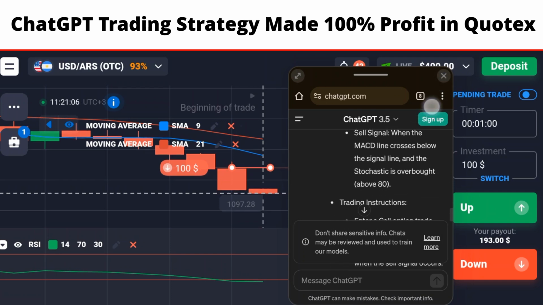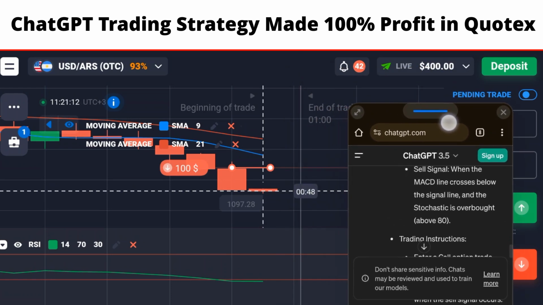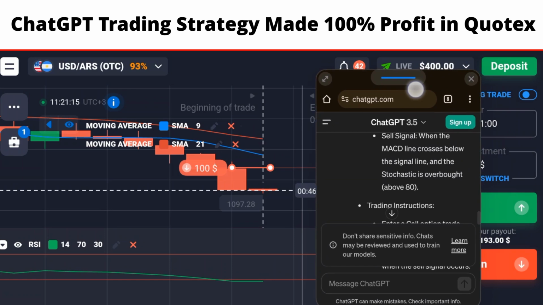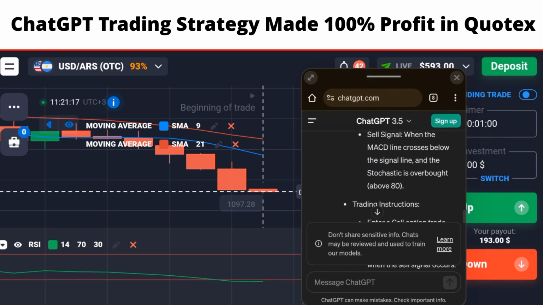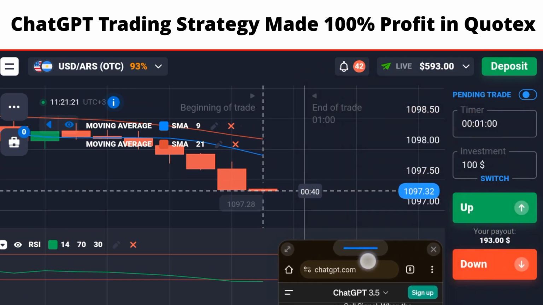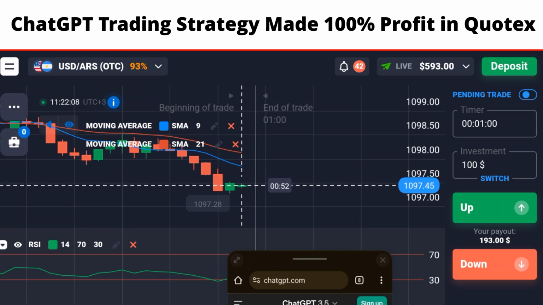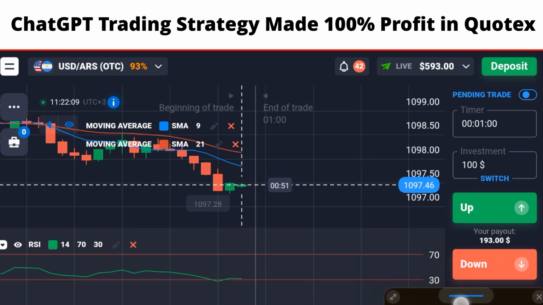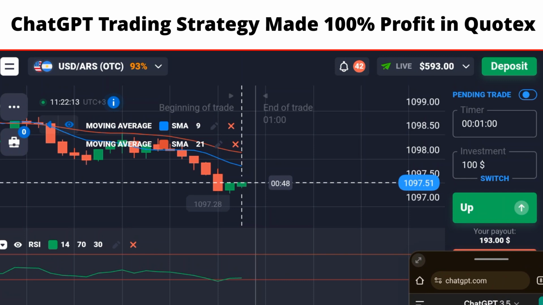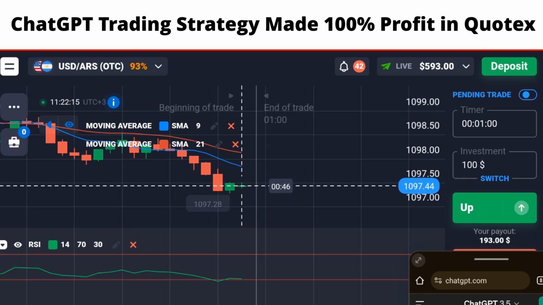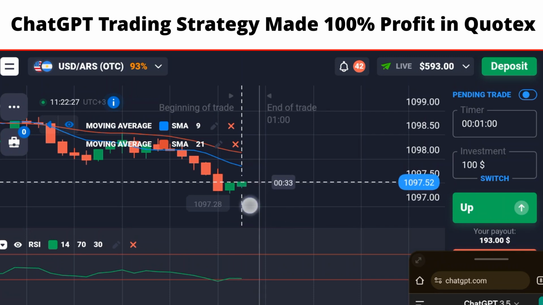So these instructions are pretty straightforward. If you just follow them and use them on the chart, then you should be able to make profits trading on ChatGPT. So that trade has just closed, and it closed in profits of $93. So when should you stop trading with this strategy? As a seasoned trader, I can tell you that this strategy will also lead to losses if you just continue trading and trading and trading downwards without regard to when to stop.